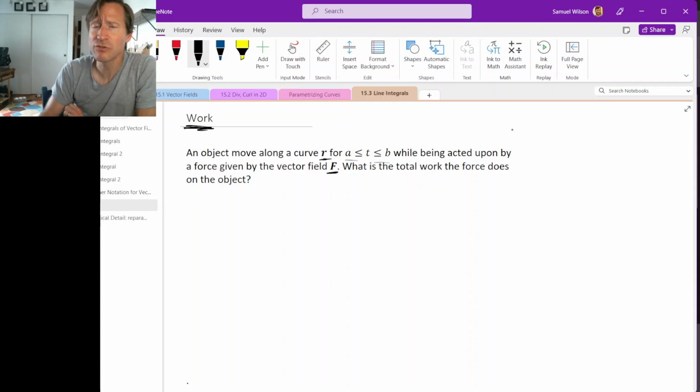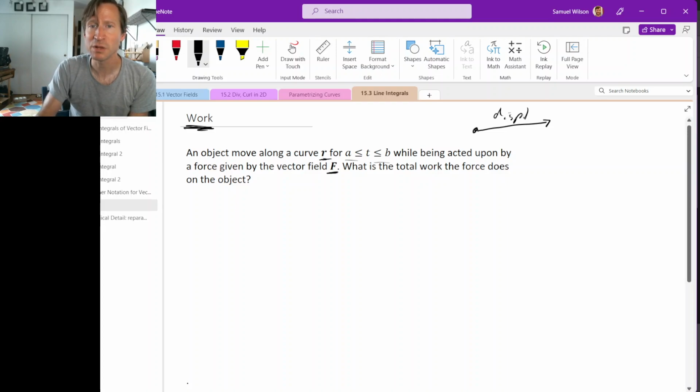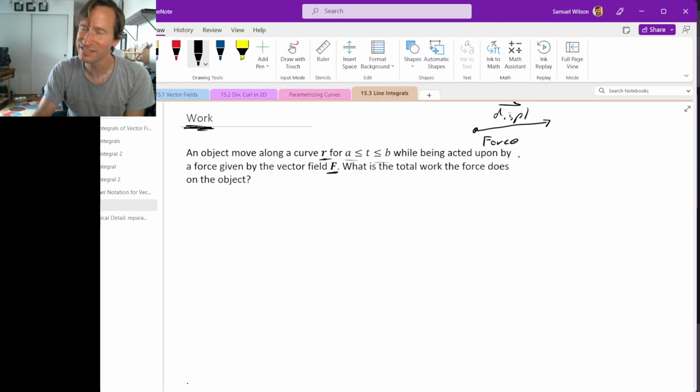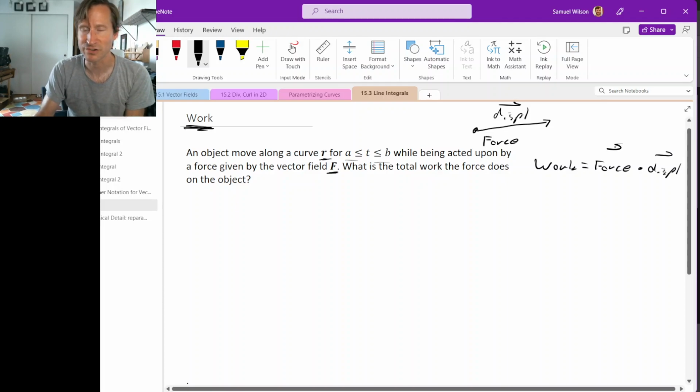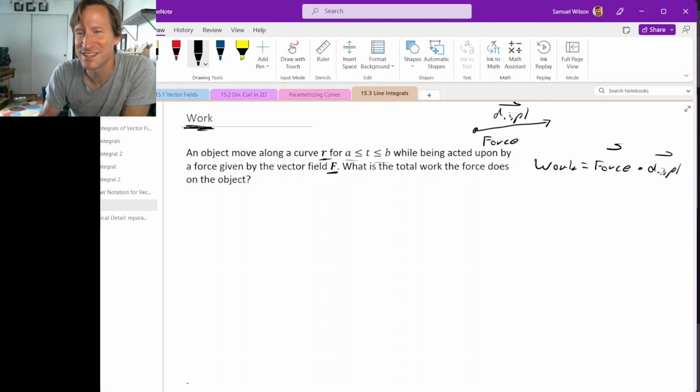So if you haven't encountered work before, all we need to know about it is that if an object moves through some displacement, right? Displacement is a vector. If it experiences a force as it moves through some displacement, and the force is constant, then the work is the force dotted with the displacement. Both force and displacement are vectors. So work measures how much energy is put into the object by the force. If that collection of words doesn't mean anything, then don't worry about it.